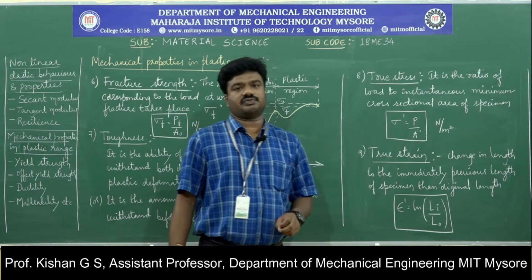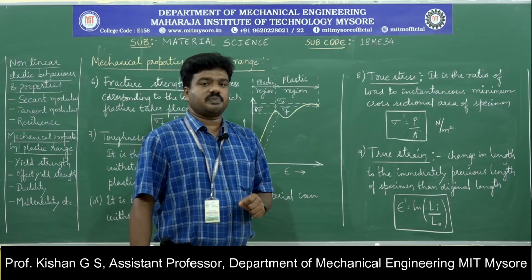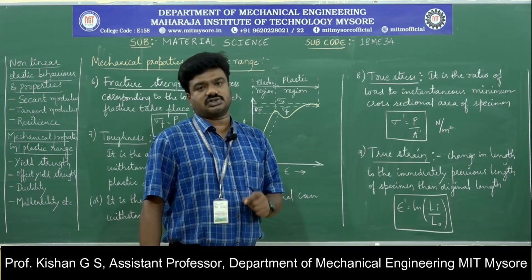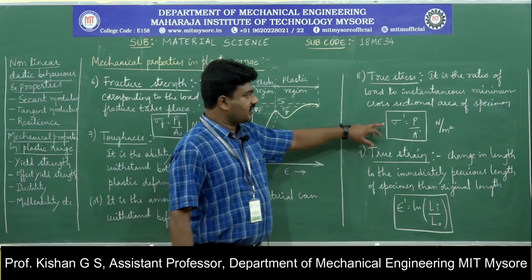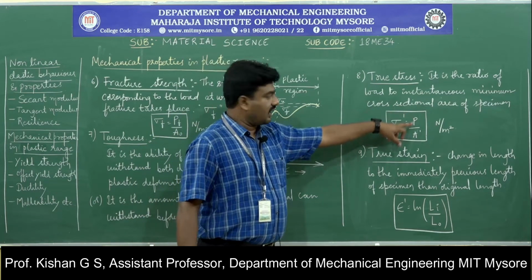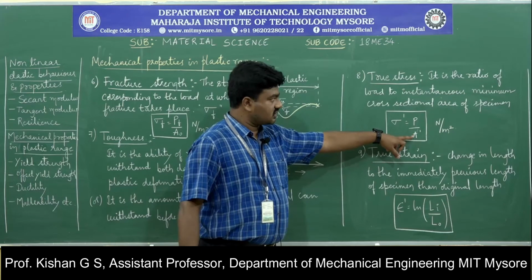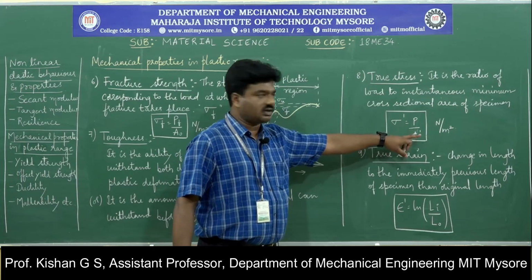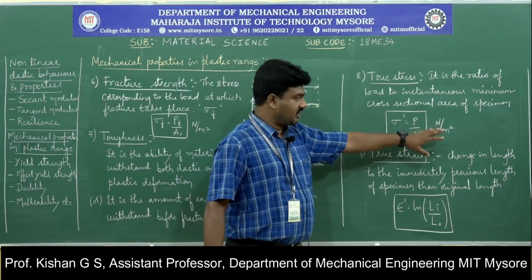So it is the stress measured with respect to an instant of the cross-section of the specimen. It is represented by sigma dash is equal to load by A dash, where A dash is the area of cross-section of the specimen at that instant. So the unit is again Newton per meter square.